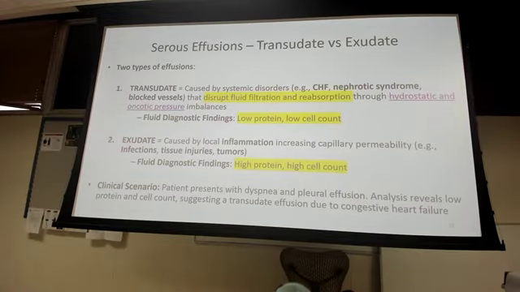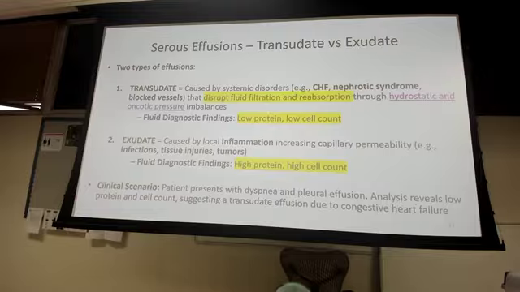All right. So, serous effusions, transudate versus exudate. These are two types of effusions. Transudate is caused by systemic disorders, so chronic heart failure, nephrotic syndrome, or blocked vessels. And transudate is a disruption of fluid filtration and reabsorption through hydrostatic and oncotic pressure. So any type of transudate in the lab, when we test it, it'll have low protein and low cell count.